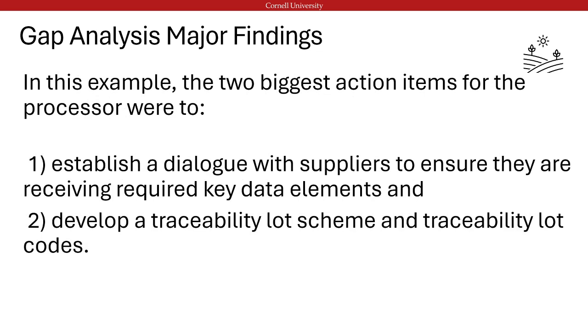So the biggest action items for the processor that we worked with were to, one, establish this dialogue with suppliers, ensure that they are getting the correct key data elements from them, since they themselves will be responsible for a lot of that information when they purchase the foods. And two, they needed to develop a traceability lot scheme and traceability lot codes within their own process. So currently they had no working definition for how much food would constitute a traceability lot, and how the codes were going to be assigned and how those records were going to be kept in their system.